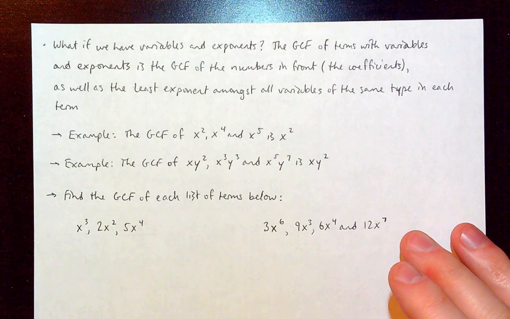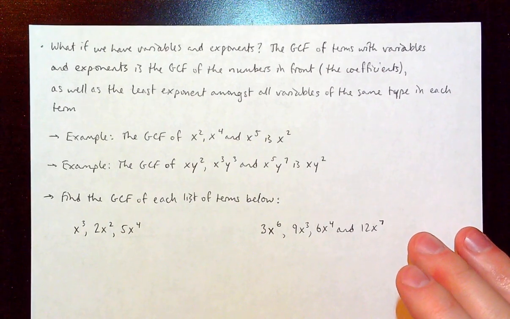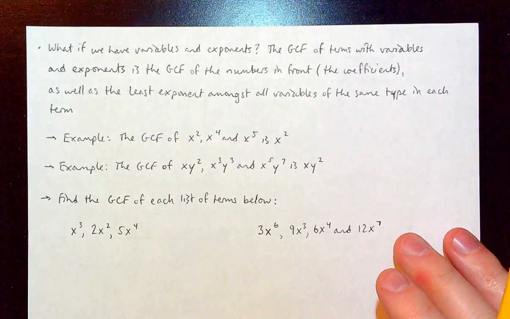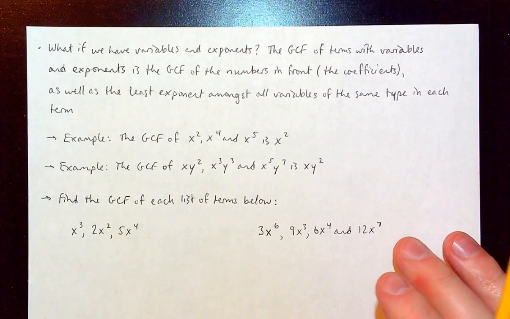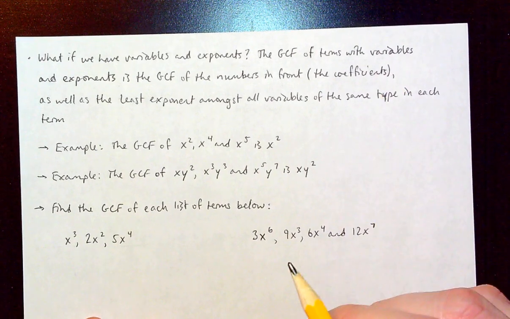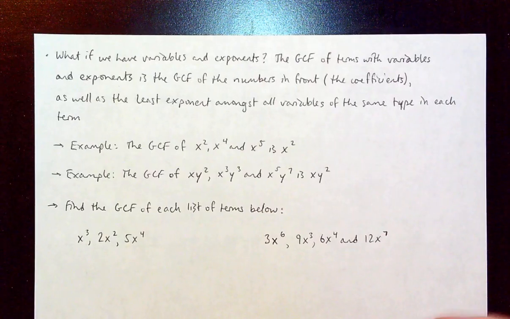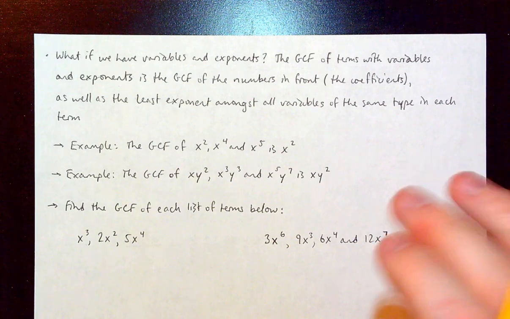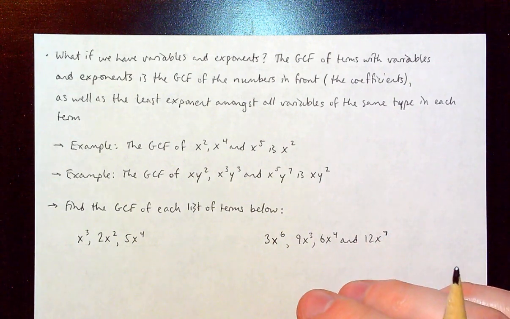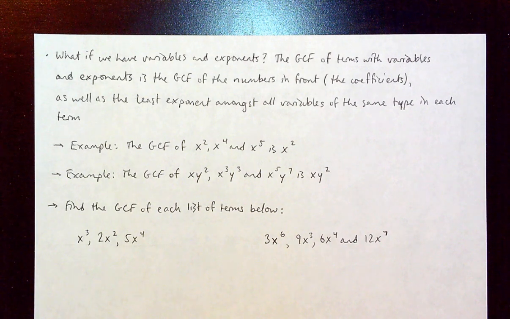So that's how we could find the GCF with just numbers. But what if we have variables and exponents on the variables, as well as some numbers in front? So how do we find the GCF of something like that? The GCF of terms with variables and exponents is going to be the GCF of the numbers in front, aka the coefficients that you have on each of those terms, as well as the least exponent amongst all variables of the same type in each term.